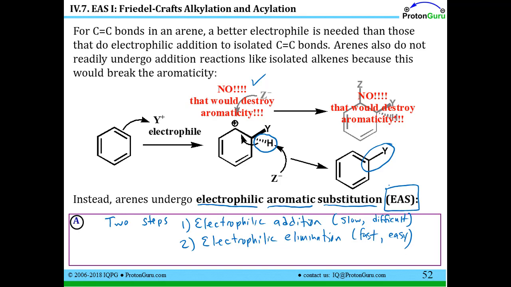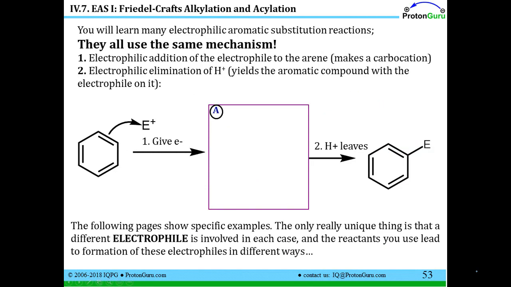Electrophilic aromatic substitution is a two-step process. First, electrophilic addition of some electrophile, and that's going to be the slow, difficult step because in that step you make a less stable intermediate temporarily before you have step 2, the electrophilic elimination, in which you reestablish the aromaticity, regain the stability you temporarily lost. And of course that step is very fast and easy to do. So let's draw this mechanism out without all the extra potential pathways that don't happen.